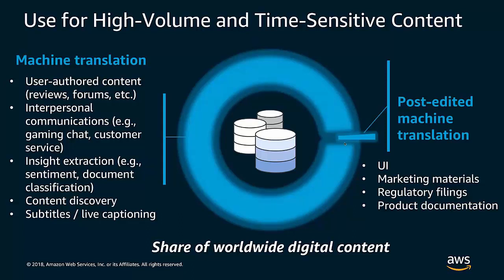So we think about high velocity data, high volume data, things that, for example, are produced by end users, such as reviews, or tweets, or conversation in a forum. Those are the kinds of things that in the past may be too expensive for human translation or manual translation. And this is where Amazon Translate can help you bring those insights into the fold, as it were.